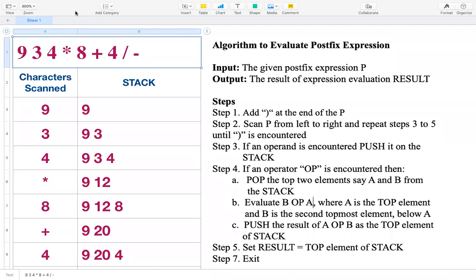So I hope this video has helped you in understanding some basic applications of stack. There are many more, such as conversion from an infix to a prefix expression, such as the evaluation of a prefix expression, and so on. So I think you can do that algorithm on your own.